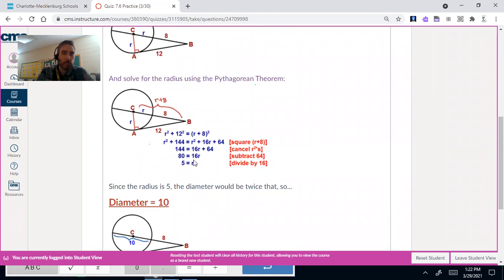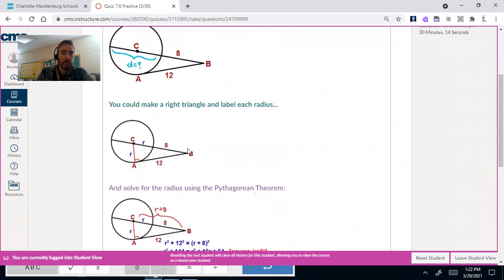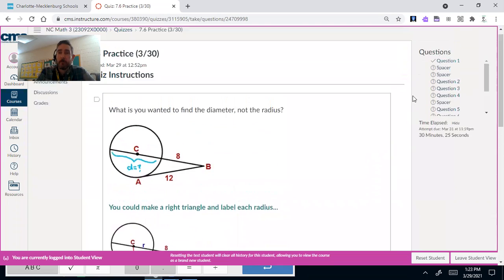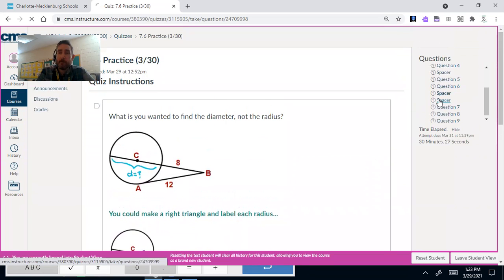You get 5. And then if it asks for the diameter in this problem, then you would double that 5 to get 10, which totally is fine. You can do it that way. However, there is a quicker formula. So I want to share that with you guys. This formula you'll like to write down.